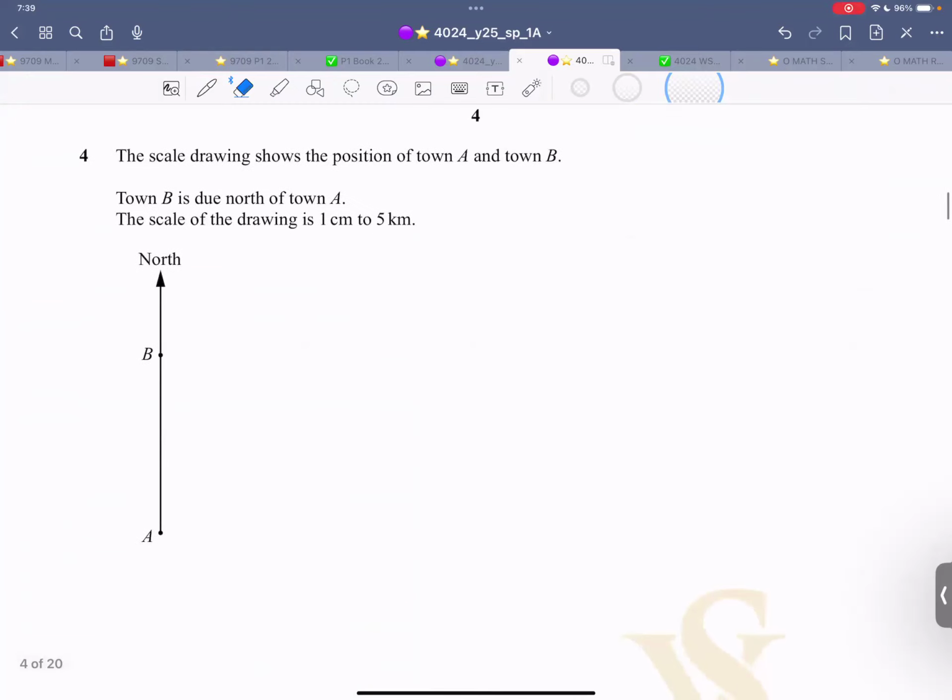Question number 4. The scale diagram. Of course, now I cannot draw it exactly to scale, so it would just be a rough estimate, because I don't have the tools to draw something to scale on the iPad. The scale drawing shows the position of town A and B. That is town A, the other one is town B. So this is A, this is B. It's like this. Town B is due north of A. So B is due north of A or A is due south of B. The scale of the drawing is 1 centimeter to 5 kilometers.